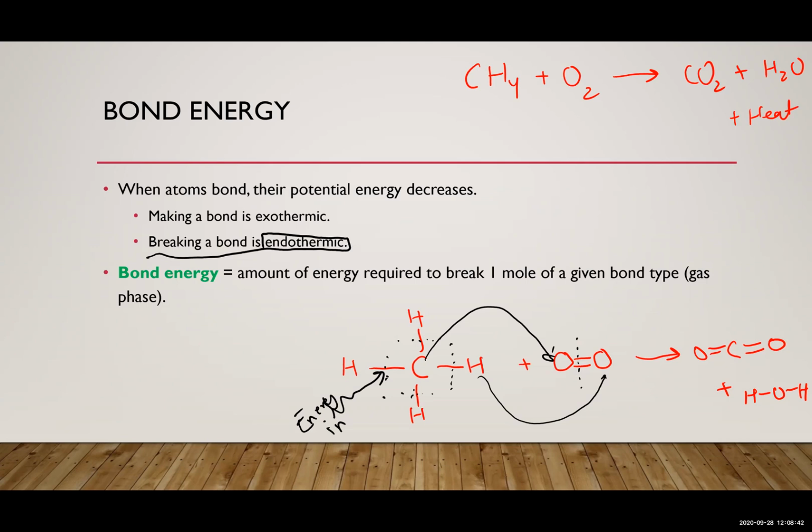Now remember the first law of thermodynamics: energy is conserved. So if going one way you get energy in, the reverse is that energy will come out. If in order to break the bond you need to put energy in, then if you create a bond, energy will come out. The reverse is always true. If one way the process is endothermic, the other way it will be exothermic. Hence making a bond is exothermic.